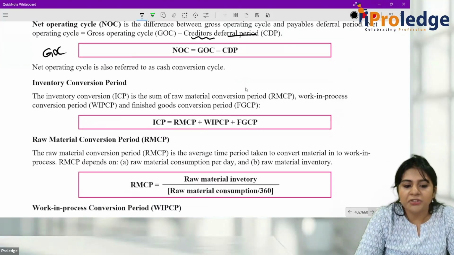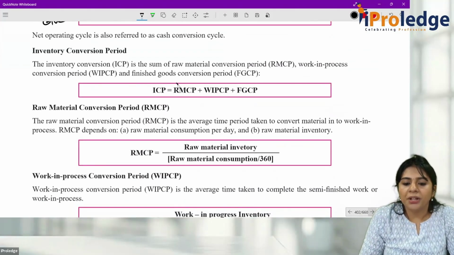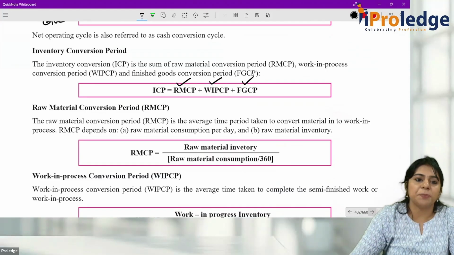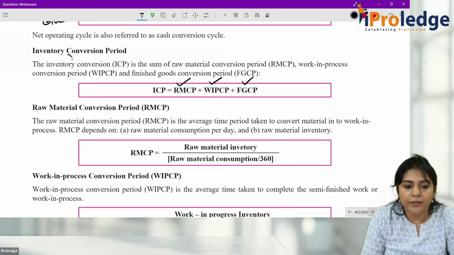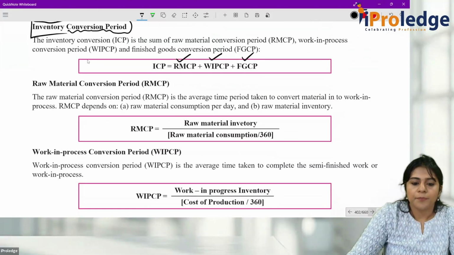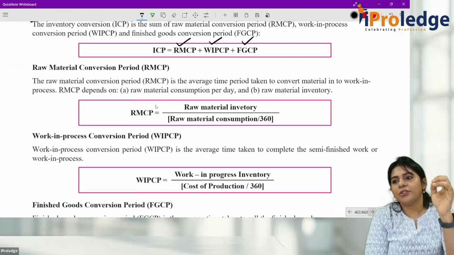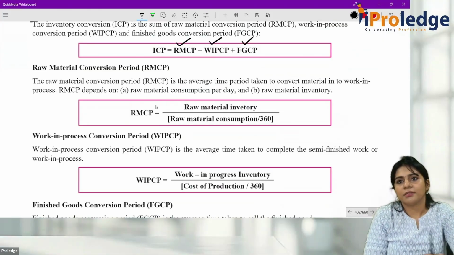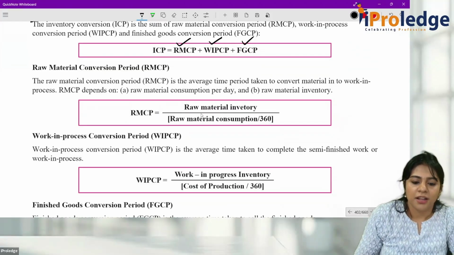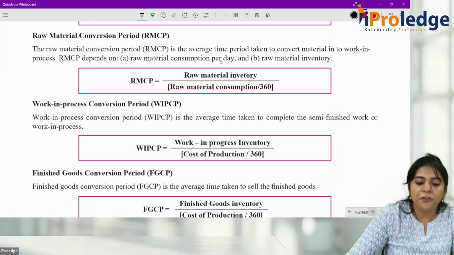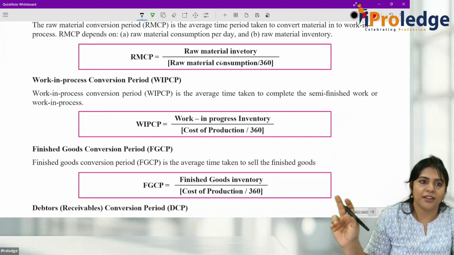You already know what is our inventory conversion period. Raw material, work in progress, finished goods. All these conversion periods put together is called the inventory conversion period. This we have read somewhere. Have you? Don't recollect? If not for these, at least finished goods you have read somewhere.